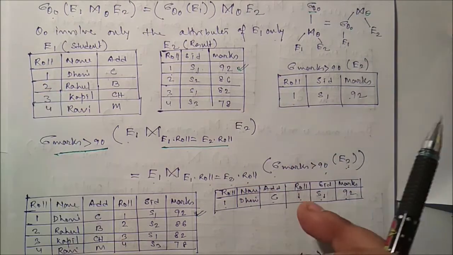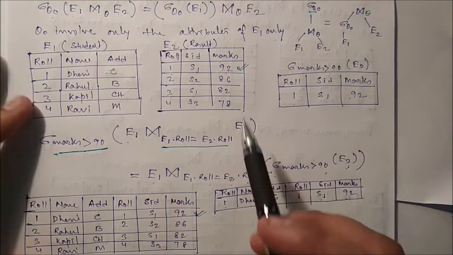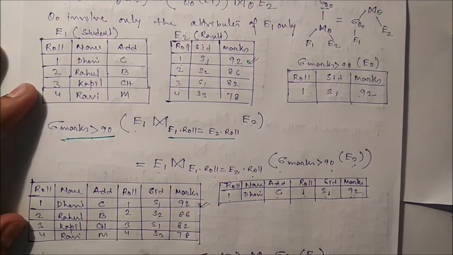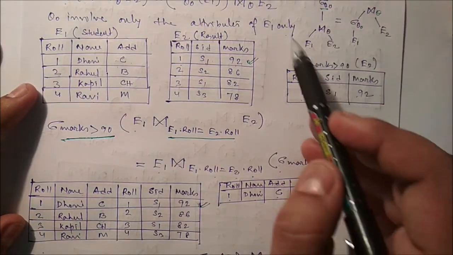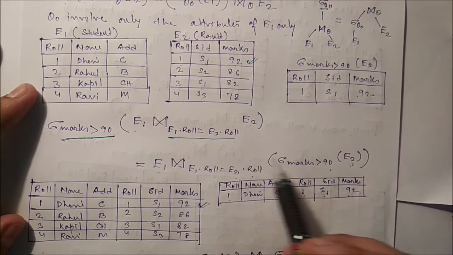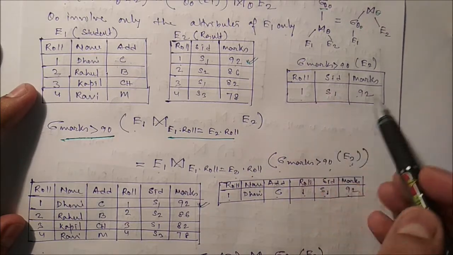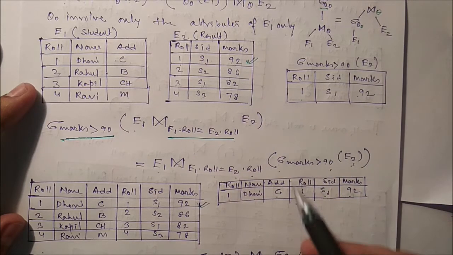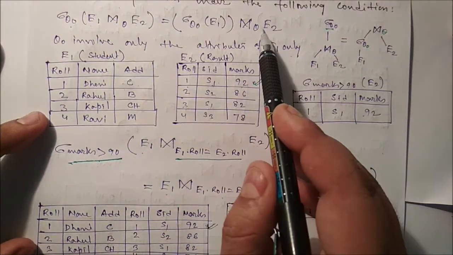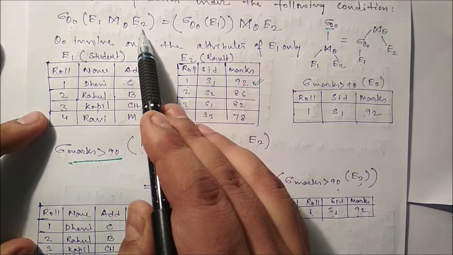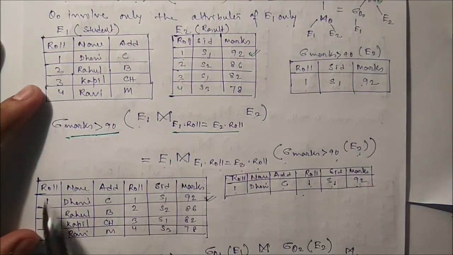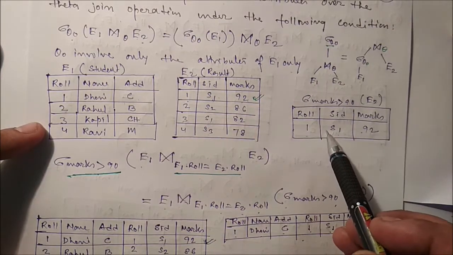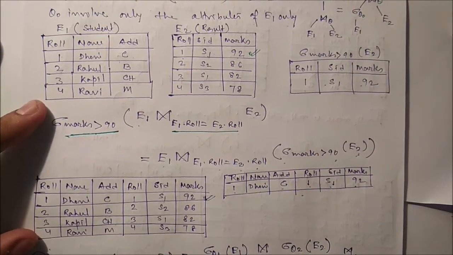Now we can see here, if you use this particular expression, the intermediate table size is what? This one. But if you use this particular expression, the intermediate table size is very small, because in both the cases the output is the same. So definitely this will be the better expression than this one, because for this particular expression the intermediate table size is smaller than this particular table.